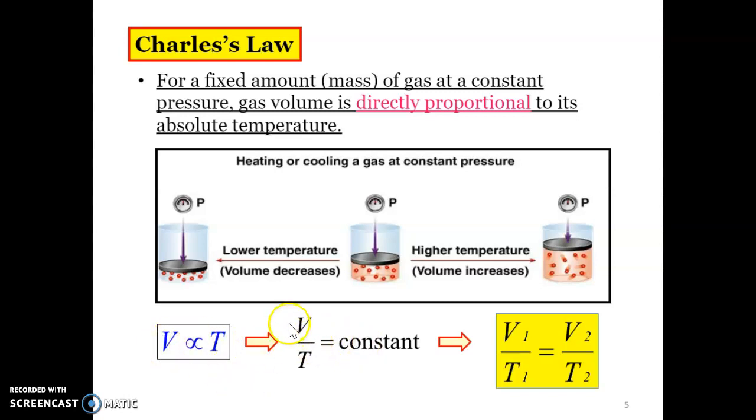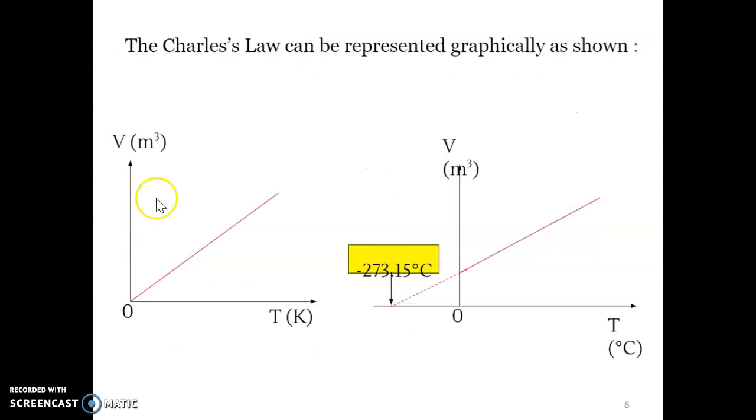Okay, so we put it into a constant. T, bring it to the left, so we're going to have V over T is equal to constant. If we have two conditions, we have V1 over T1 is equal to V2 over T2. And this is the graph of Charles' law. If we are plotting V against T, we have a straight line graph.